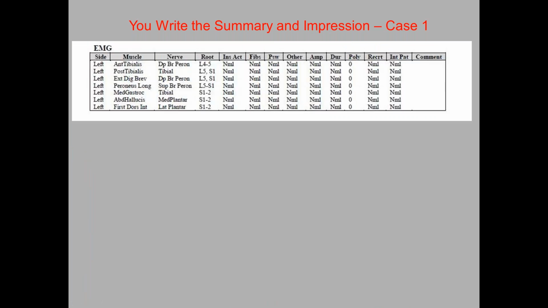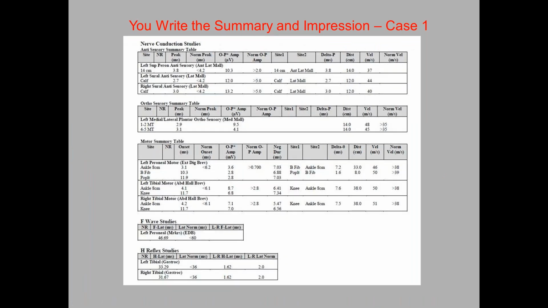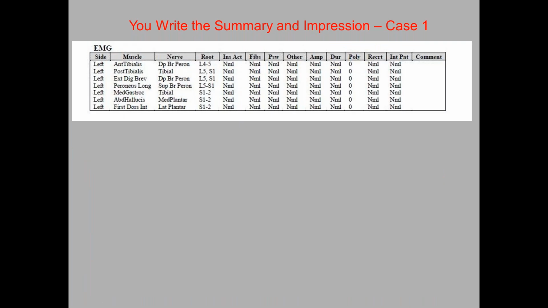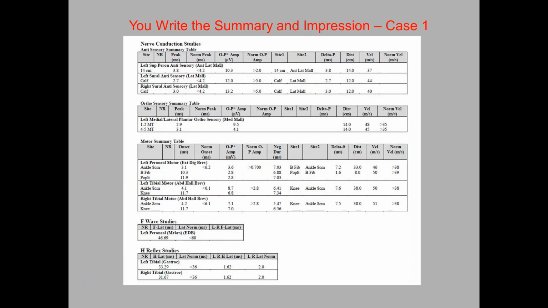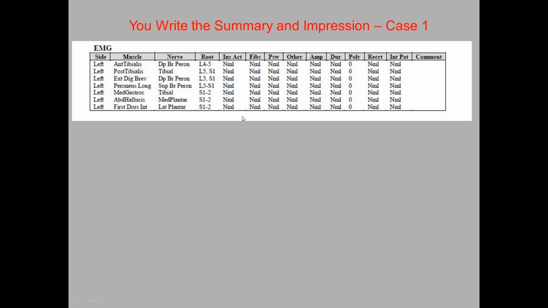So what was the impression from case 1? How would you write that impression? We saw all sensory motor nerves and late responses are normal. All EMGs are normal. Impression? This is a normal study. This is a normal study, no evidence of blah, blah, blah.